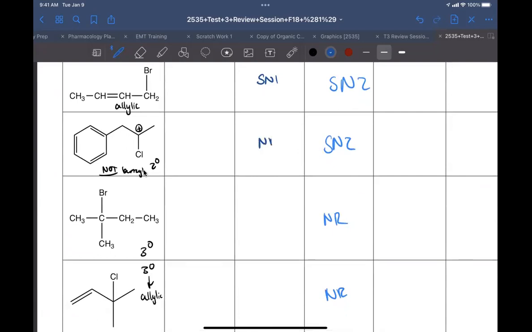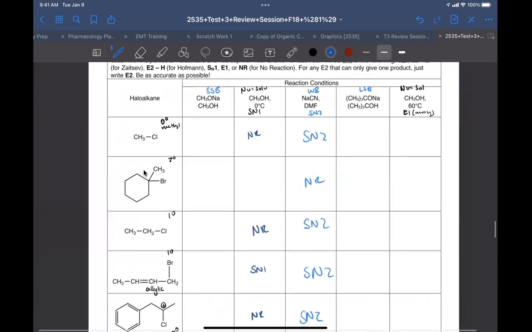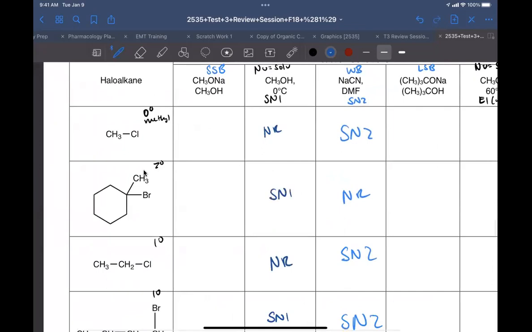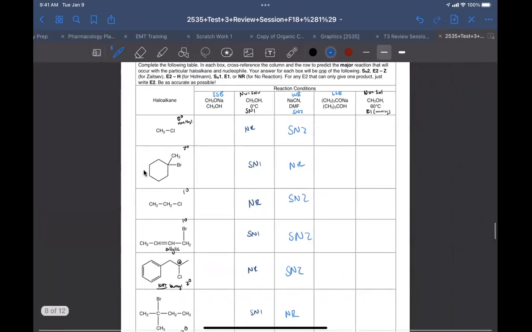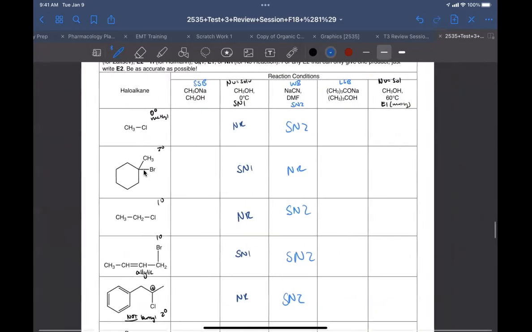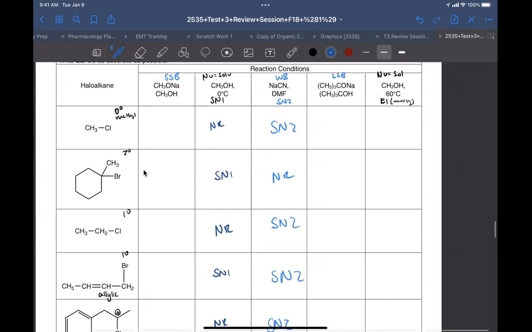Secondary, no reaction. Taking it back from the top, all right, tertiary, SN1. Tertiary, SN1. Tertiary, SN1. And the fact that it's allylic makes it, in real life, faster, but it's still SN1. Boom, already 40%. E1. All right, E1, same kind of deal, all right?